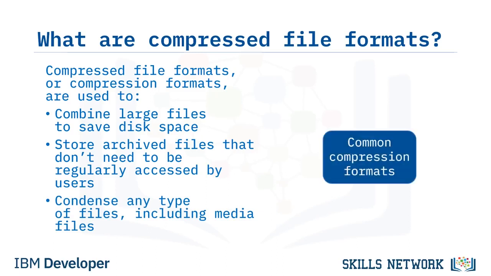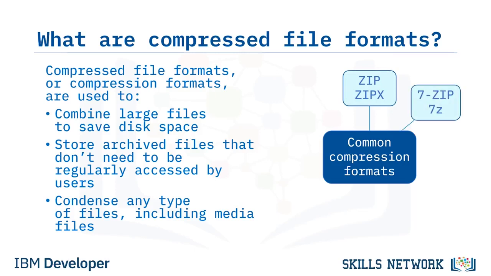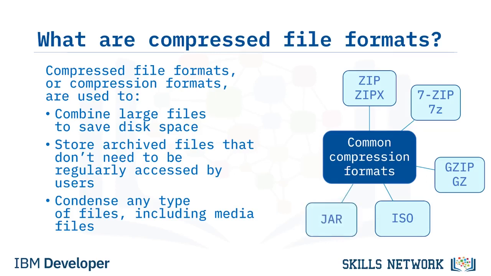Common compressed formats are as follows. Zip or ZipX is a compression format for Windows computers. 7-zip or 7z is used for the 7-zip archiver. gzip or gz is the default format for the gzip compression utility. ISO is a file system that uses writable CDs and DVDs or USB flash drives to create an optical disk image. JAR is a format for compressing Java class files and data. RAR is a format for the WinRAR file archive program.